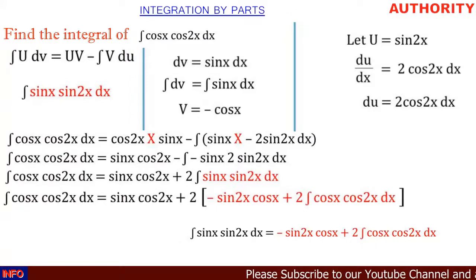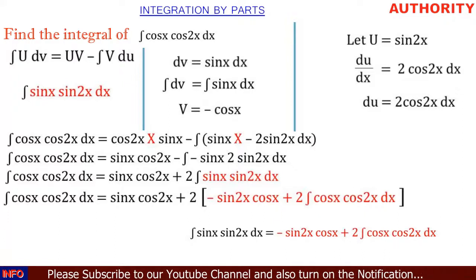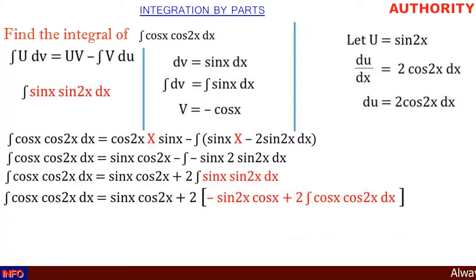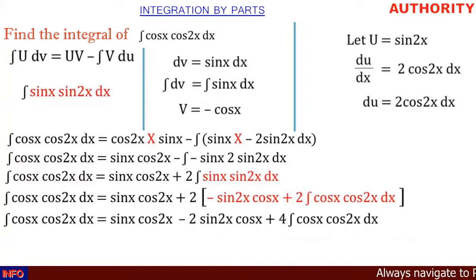If we replace it, we are going to have the integral of cos x cos 2x dx equal to sine x cos 2x plus 2. In place of this integral, whatever we have there, we can replace it with the value we obtained now, which is minus sine 2x cos x plus 2 times the integral of cos x cos 2x dx. Is that true? Yes. Now, we have a big bracket, right? Let's just open the big bracket. If we open the big bracket, we're going to have sine x cos 2x.